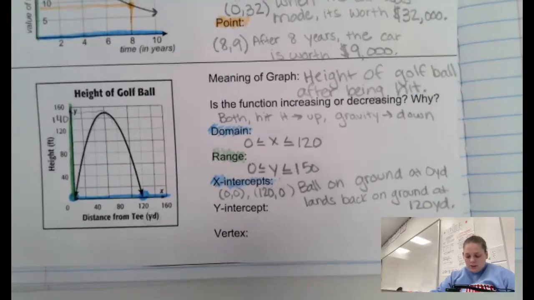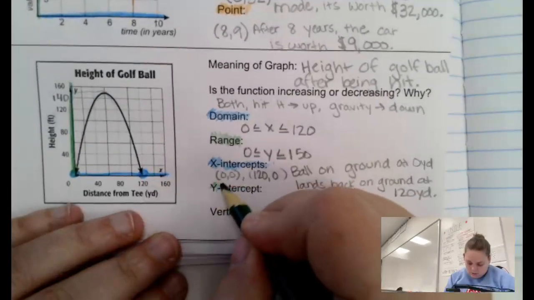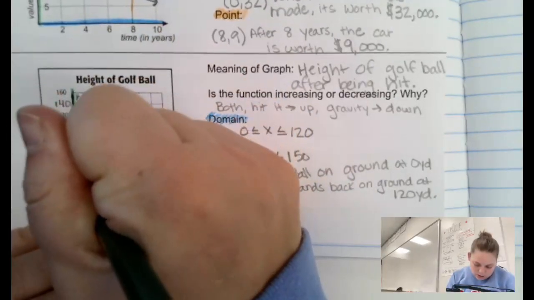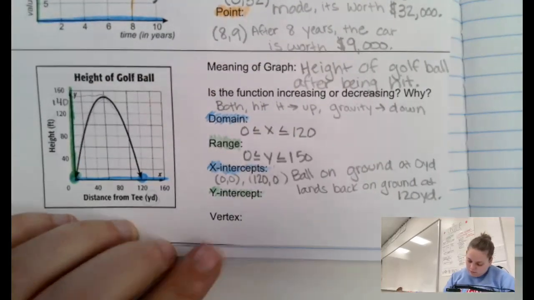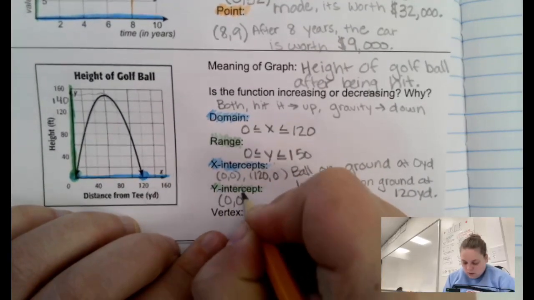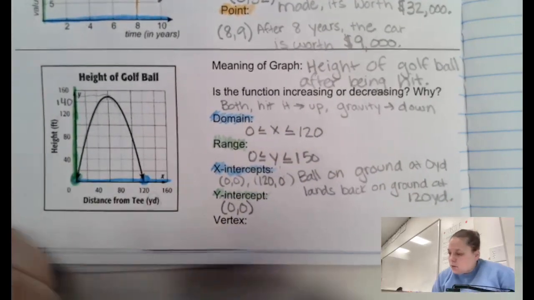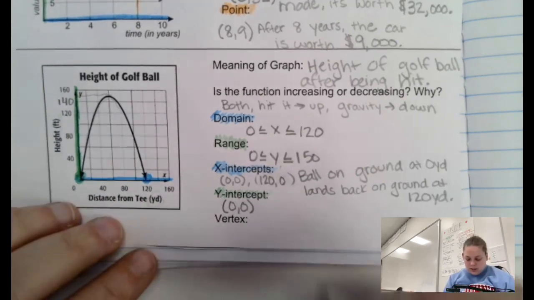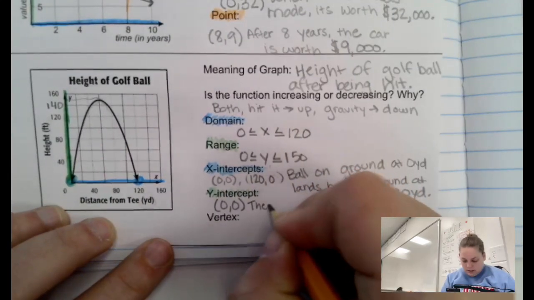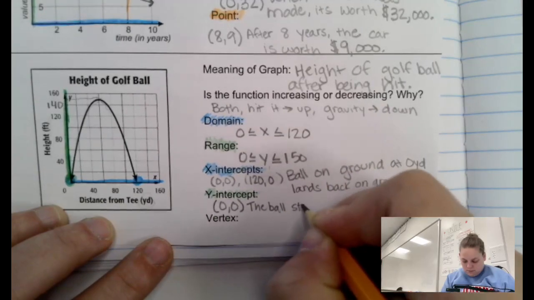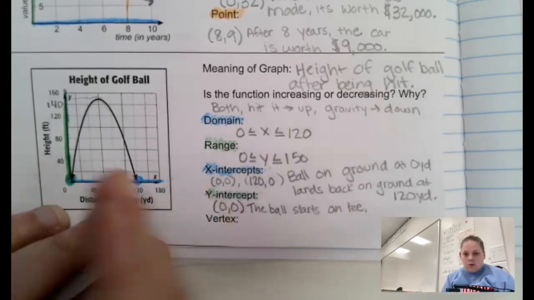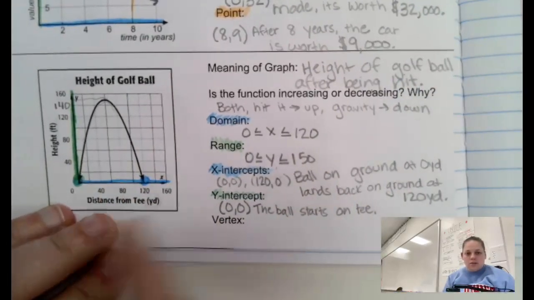All right, and then we have our y-intercept, which is on that y-axis, which again is 0, 0. So what does that mean in this context? Okay, well, we look at the y. Y is talking about how tall it is and how far away we are from the tee. Okay, so the ball starts on the tee. It hasn't moved anywhere yet, hasn't gone past our x, it's right on that tee.